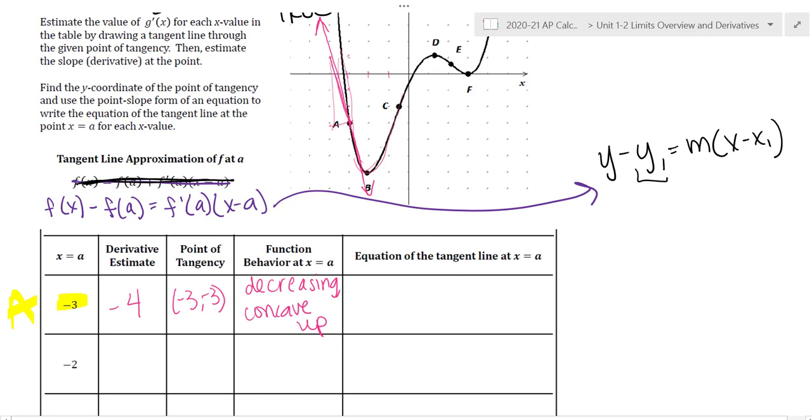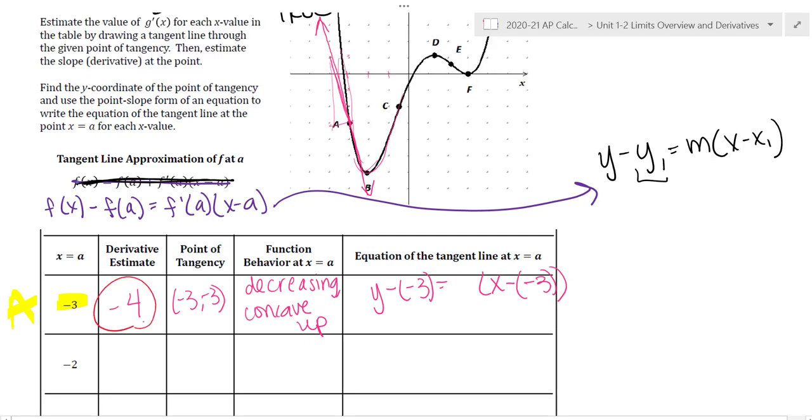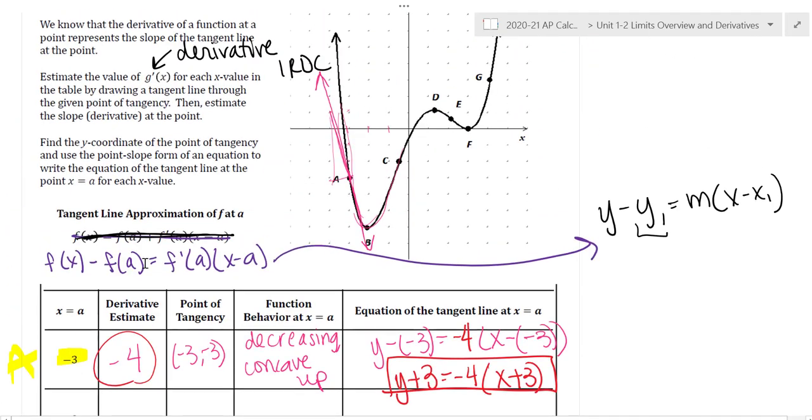So if I'm plugging in to y minus y1 equals m times x minus x1, I would get y minus -3 equals m times x minus -3. Let's substitute that m value. That m value would be the slope, and at that point it looks to be about -4. So I'm just going to rewrite as y plus 3 equals -4 times x plus 3. You do not have to simplify further. That is the equation of the tangent line. Leave it. Let's get one more taken care of.